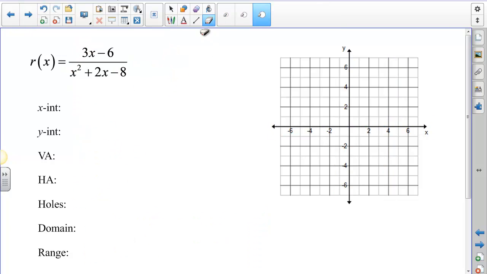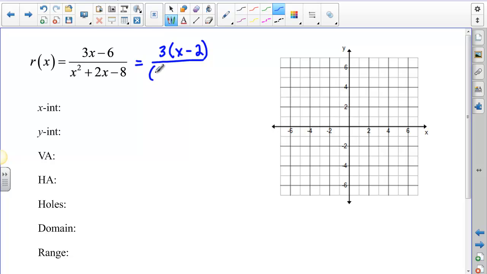Another example. So with this one, what we're going to do is factor the top, and we're going to get 3 times x minus 2. The bottom, we're going to factor, and that's going to give me x plus 4 and x minus 2. Now, you can see right away that there is a factor x minus 2 on the top and on the bottom. What that's going to do is cancel out, and it's going to leave us with the equation 3 over x plus 4.